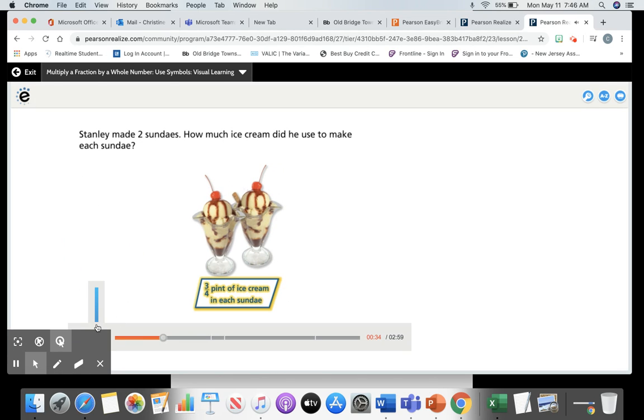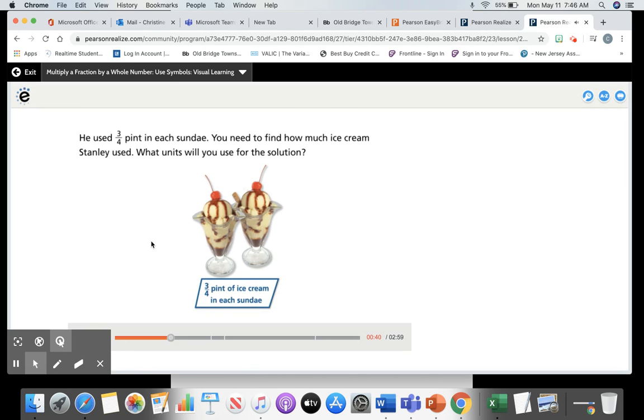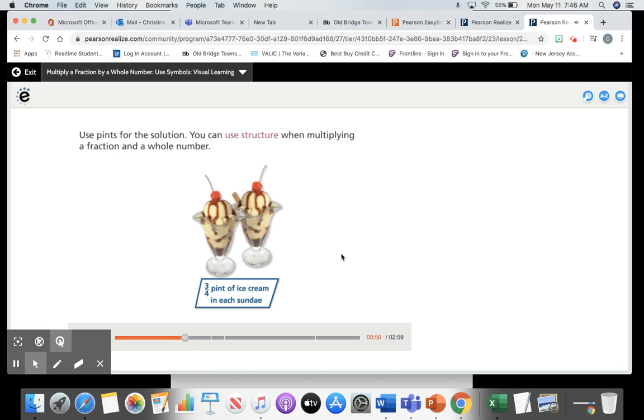All right, so Stanley made 2 sundaes. How much ice cream did he use to make each sundae? 3/4 pint in each sundae. You need to find how much ice cream Stanley used. What units will you use for the solution? Use pints for the solution. You can use structure when multiplying a fraction and a whole number.